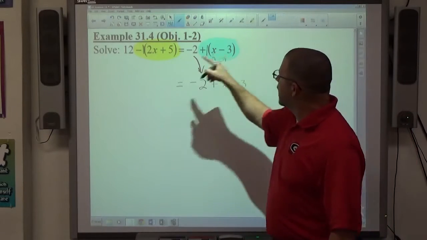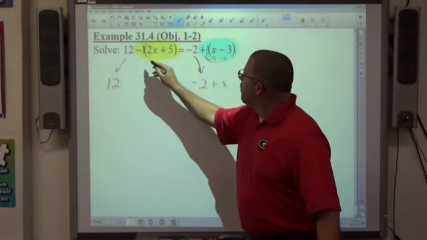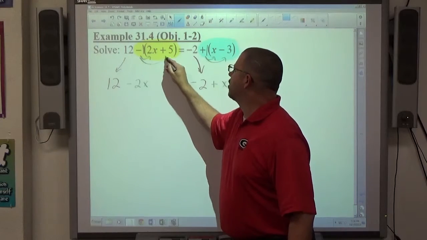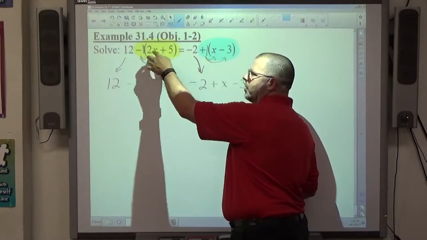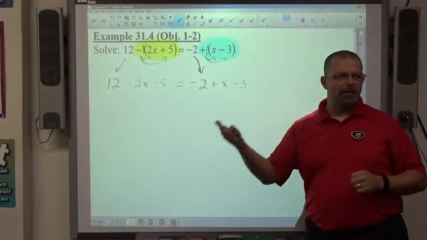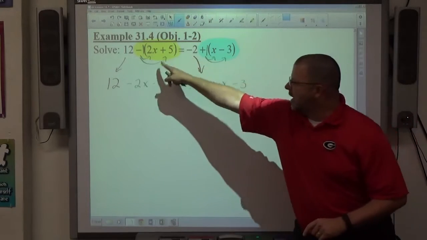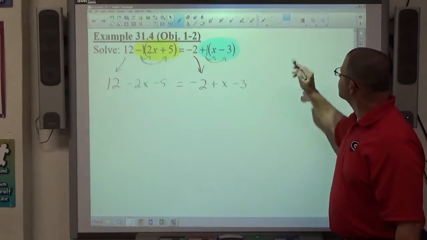On the left-hand side, 12 is 12. Nothing happened to it. Minus 1 times 2x makes minus 2x. Minus 1 times plus 5 makes minus 5. Notice that minus sign attached to both of these things. So 2x became negative 2x, 5 became negative 5. That minus in front of the parentheses actually made the parentheses necessary. Okay, they look similar, but again, depending on what's in front, this had to be simplified. This one, all we had to do was drop the parentheses off of it.